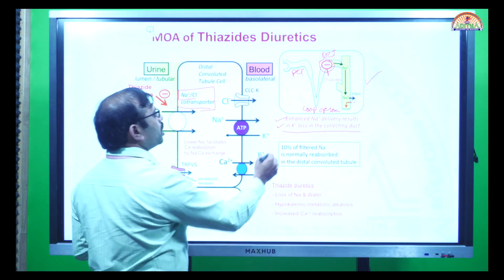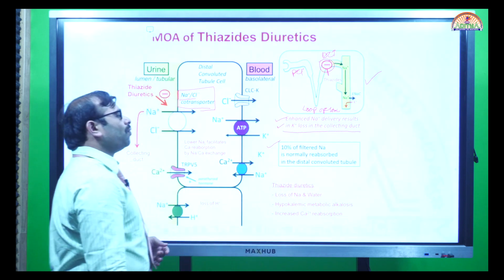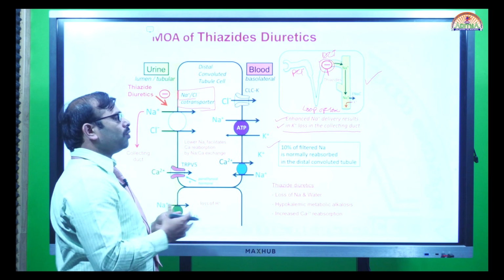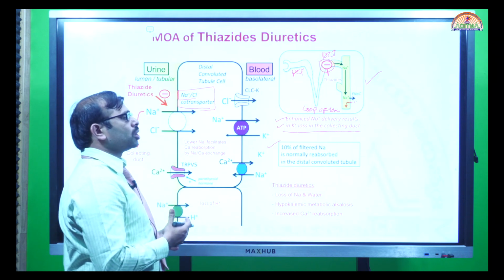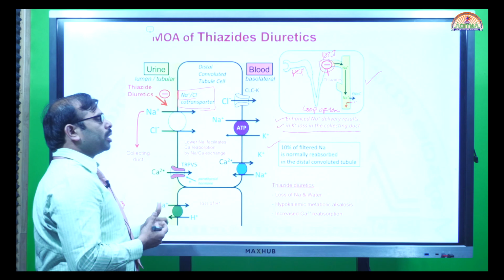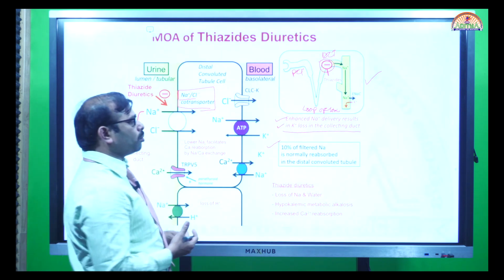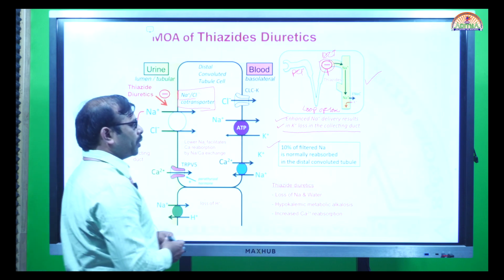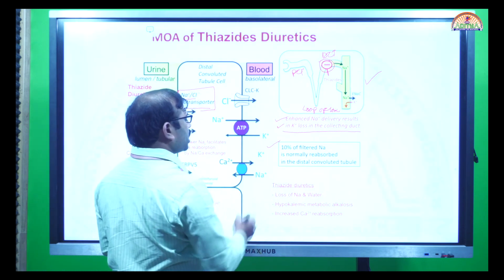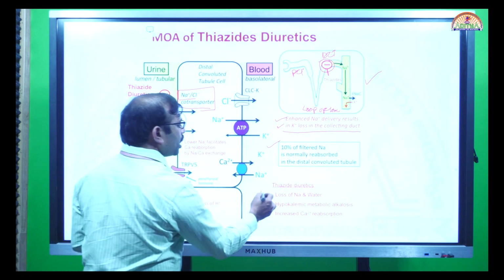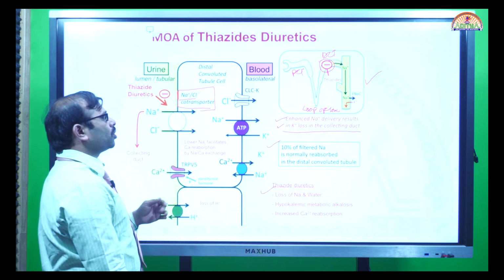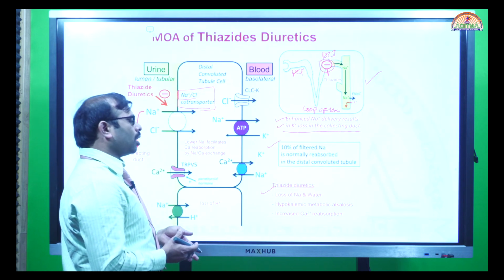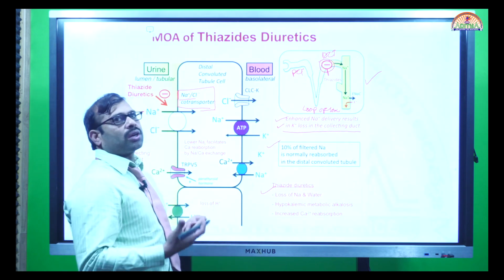Usually around 10% of the filtered sodium is reabsorbed in the distal convoluted tubule. Whatever sodium reabsorption takes place in the distal convoluted tubule, that is what we are stopping by inhibiting the NaCl symporters. Because of the thiazide diuretics, there is a loss of NaCl and water, and the loss of Na+ ions indirectly increases the potassium ion concentration.